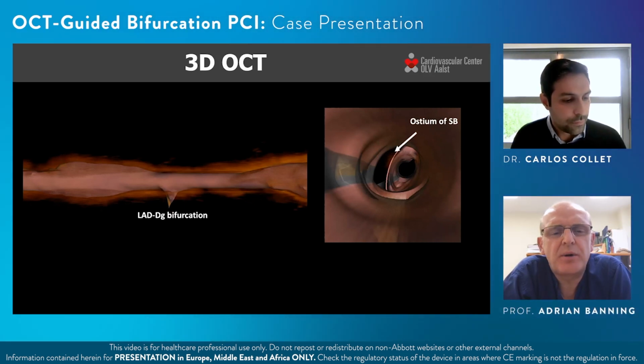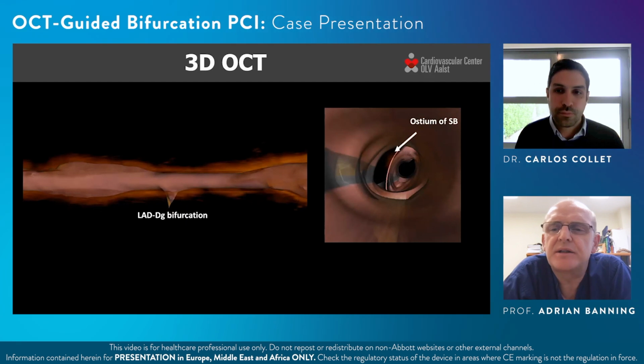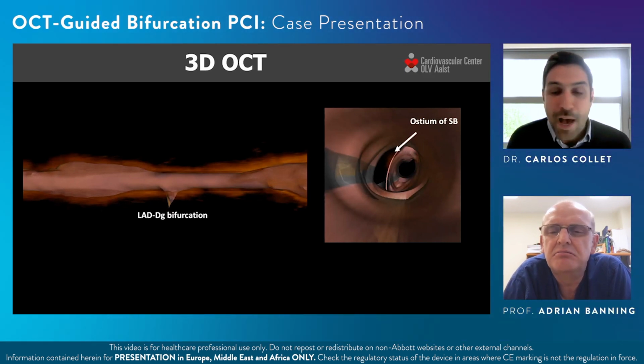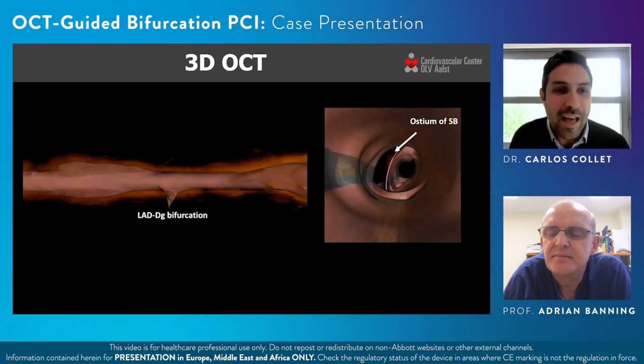So I guess the questions for me are, and you may not know this, Carlos, and often we don't, do we know what bifurcation technique was used in the original revascularization? Yeah, we didn't have that information, unfortunately. So we were not aware. We thought it was a TAP by the configuration of the stent in the angio, but we were not sure of the technique that was used.